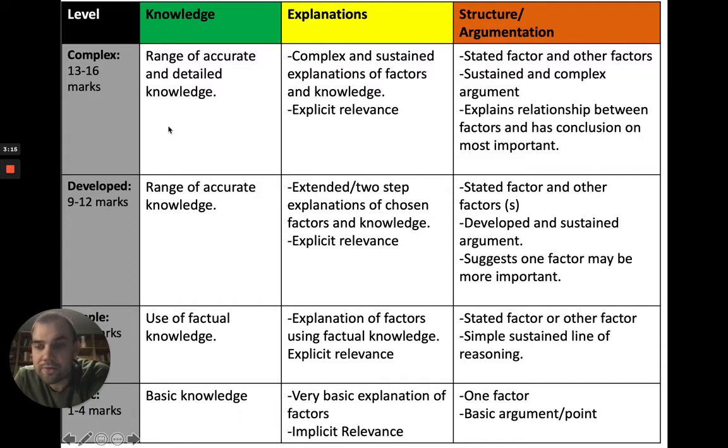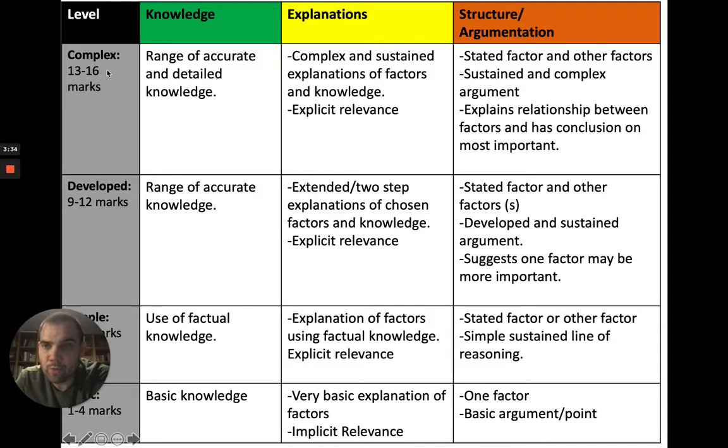Now, there's 3 things that they're really marking you on: your knowledge and your understanding, your explanation, so that's your analytical writing basically, and then your structure and argumentation, so that's more to do with your overall essay writing structure and skills, okay? Now, what they're looking for with knowledge is, and again, we'll start with level 3.